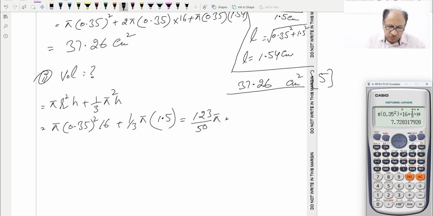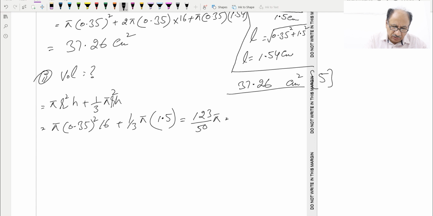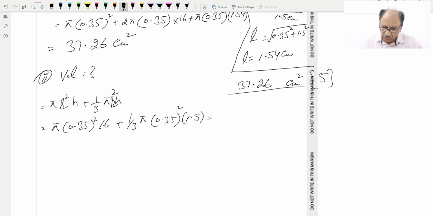1 by 3 into pi r square. Basically we missed r square here: pi r square h, 1 by 3 pi r square h. So r is 0.35. We will rectify this portion, and r value is again 0.35, r square, and h will be what? h will be 1.5. And now we can calculate.